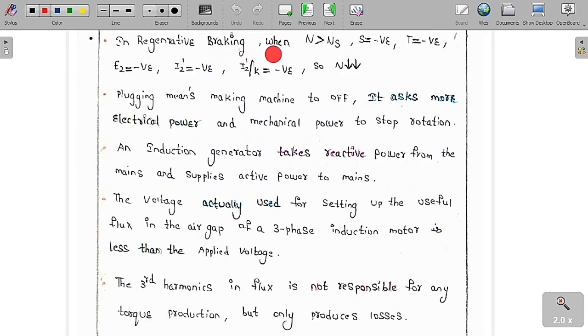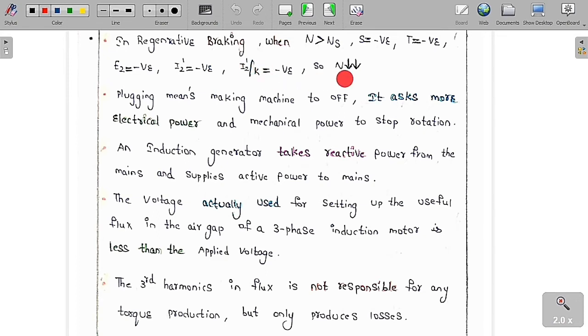So in regenerative braking, whenever N is greater than NS, slip is negative, because regenerative braking means the rotor speed should always be greater than synchronous speed. Then we are going to get negative slip. Whenever slip is negative, the torque is also negative, because torque is directly proportional to slip. As torque is negative, the EMF induced is also negative, because it is S into E2. So E2 is also negative, current I2 is also negative, and therefore I2 dash by K is also negative.